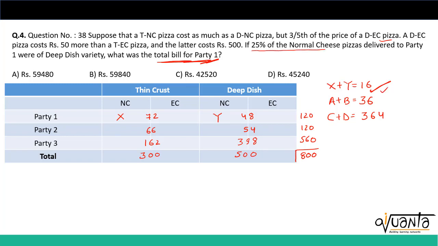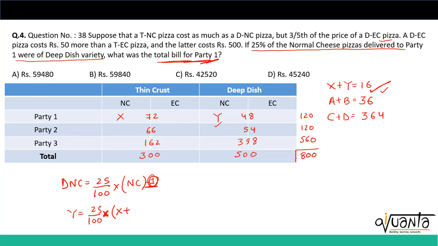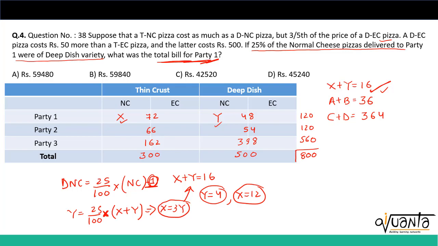We have been given that 25% of normal cheese pizzas delivered to party 1 were of deep dish variety. So DNC, which is y, is equal to 25% of the total normal cheese pizzas for party 1. So y is equal to 25/100 multiplied by the normal cheese pizzas in party 1, which are x plus y. On solving, this gives x equals 3y. And we were also given that x plus y is equal to 16. So putting it here, we get y equals 4 and x equals 12. So the normal cheese pizzas here will be 12, this will be 60, and this will be 4 and this will be 44.